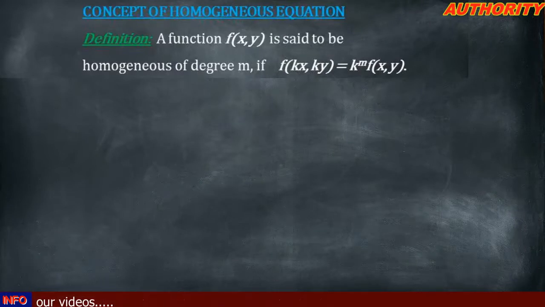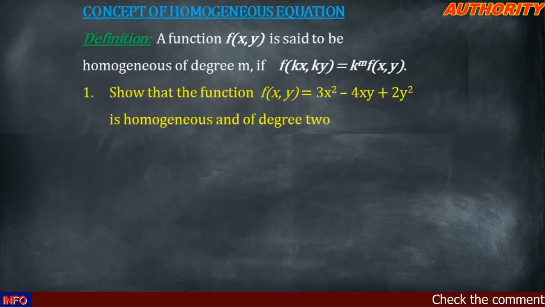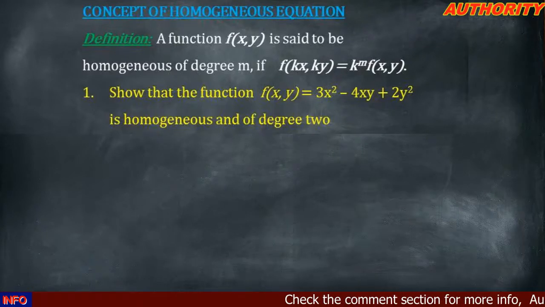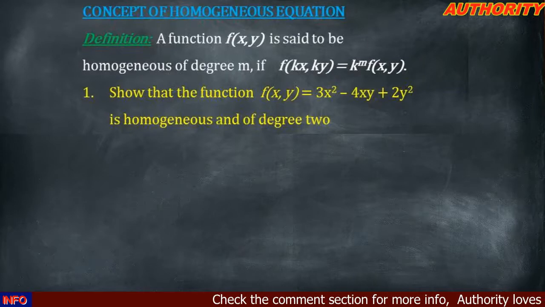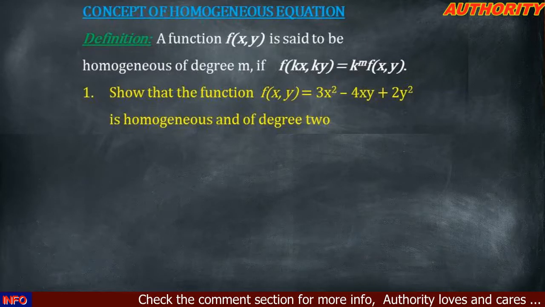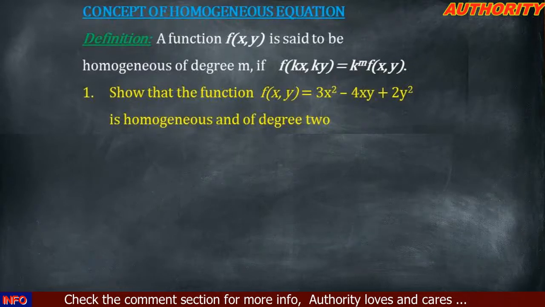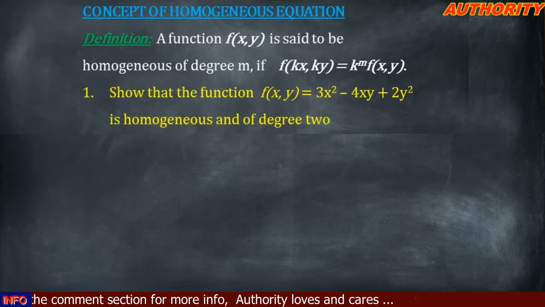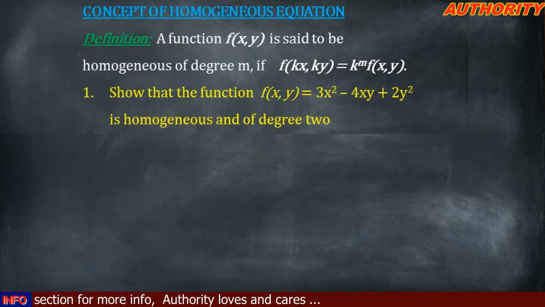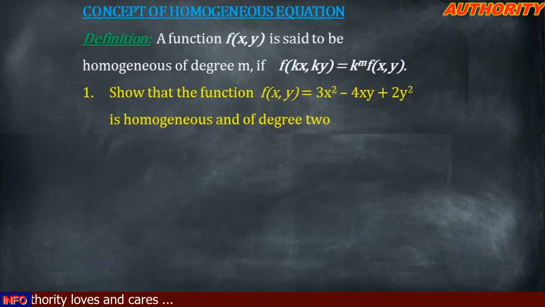Okay? Now let's take a look at a very good example for you to understand properly what I'm trying to say. Show that the function f of x, y equal to 3x squared minus 4xy plus 2y squared is homogeneous and of degree 2. Now, this question says that we should show that this function is homogeneous, and that it is homogeneous of degree 2.